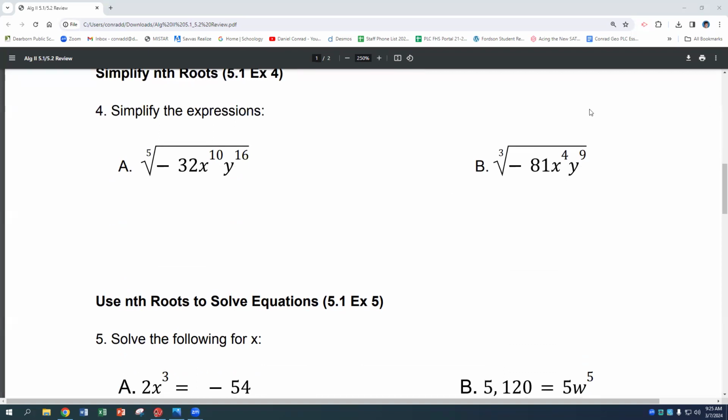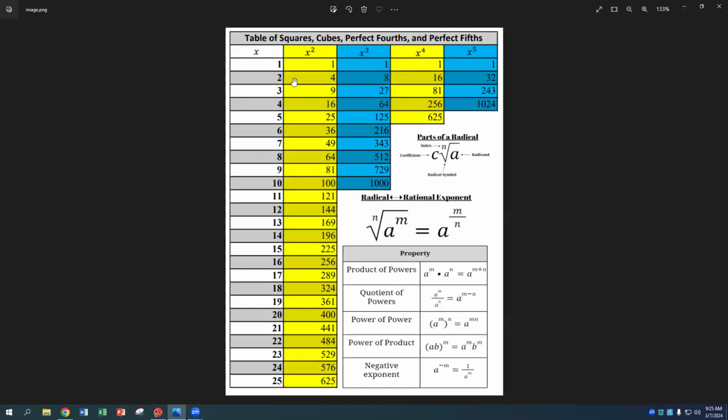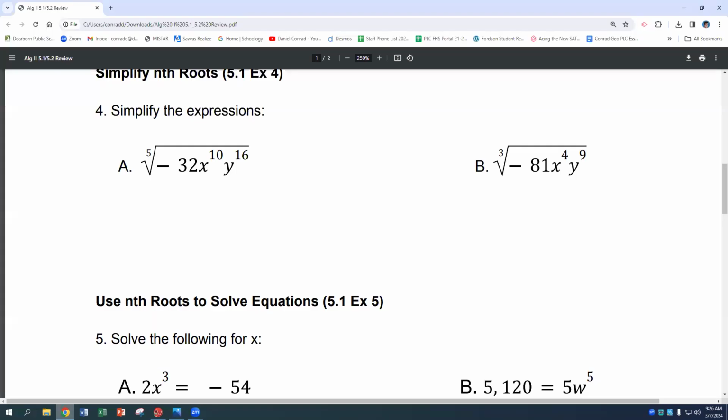Okay, 5th root. So if I look at my chart, 32 is a perfect 5th, right? It's 2. The 5th root of 32 is 2. So the 5th root of negative 32 is going to be negative 2. X to the 10th is a perfect 5th, I'm sorry. Y to the 5th, though, is not. So I need to split this up. Okay, I'm going to do negative 32, X to the 10th. Okay, I need to split up the Y.